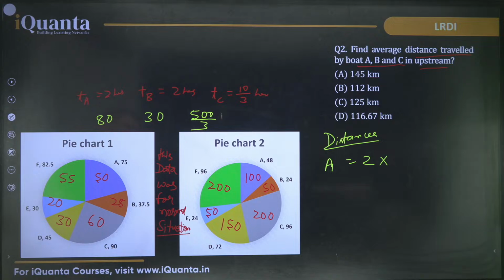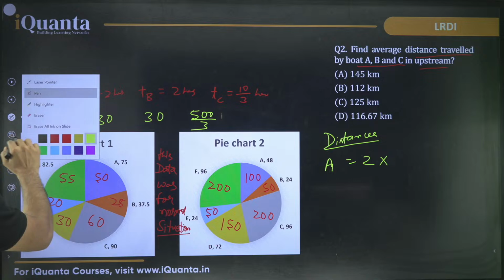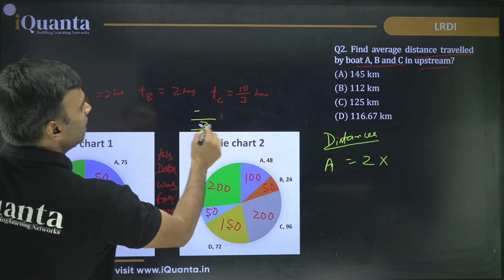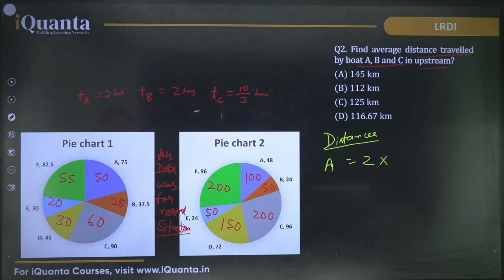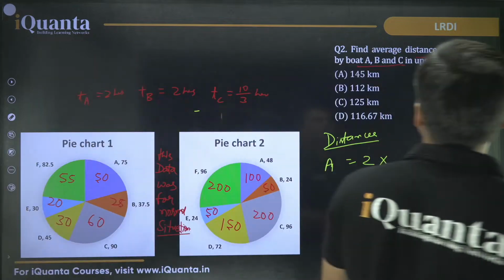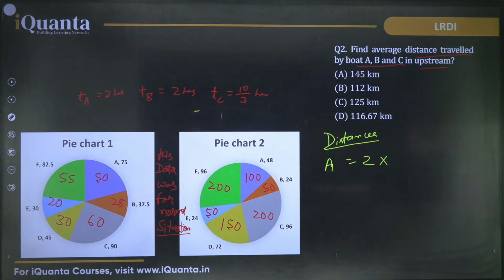240, 500, 740 by 3. But that is wrong. 740 by 9 हो जाएगा. Is there anything missing from this question? Because we need plus 200 plus 50. Okay. All right.